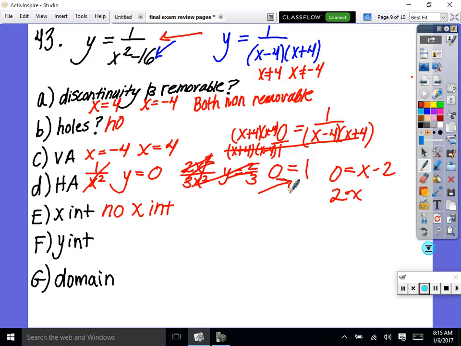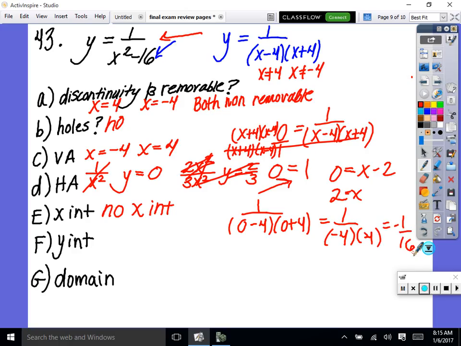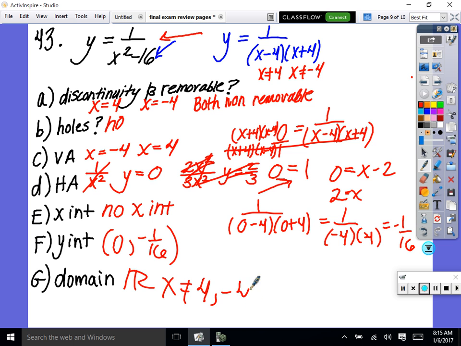Our y-intercept is when x equals 0, so plug in a 0 for x. So that's 1 over 0 minus 4 times 0 plus 4, which is 1 over negative 4 times 4, which is negative 1/16. So we plugged in x equals 0, so the y-intercept is (0, -1/16). Our domain is just easy, guys. It's all real numbers except x cannot equal the discontinuities, however many discontinuities. So x cannot equal 4 or negative 4.